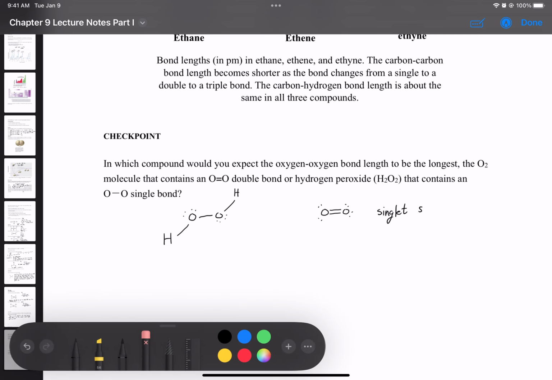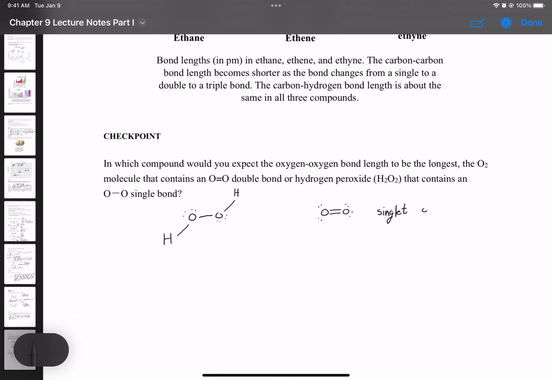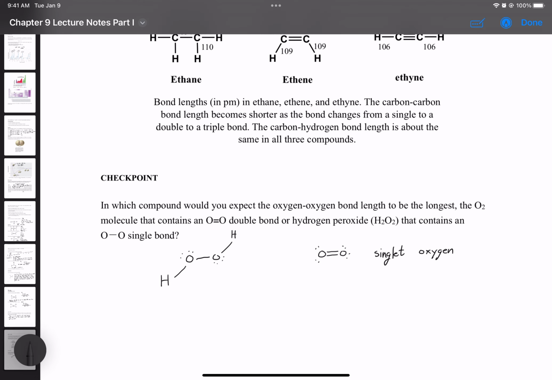Okay, so singlet oxygen is very reactive, and if it were the main source of oxygen on the planet, it would oxidize and cause things to combust very rapidly because it's not stable and it's an excited state of regular oxygen. Okay, so if we think about it in terms of double and single bonds, we expect an OO double bond to be more stable than an OO single bond, just because the bond lengths are shorter.